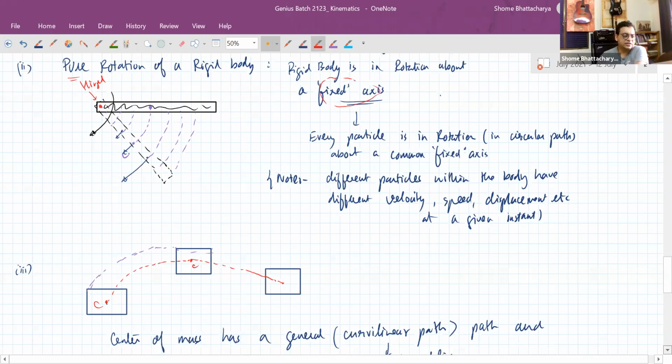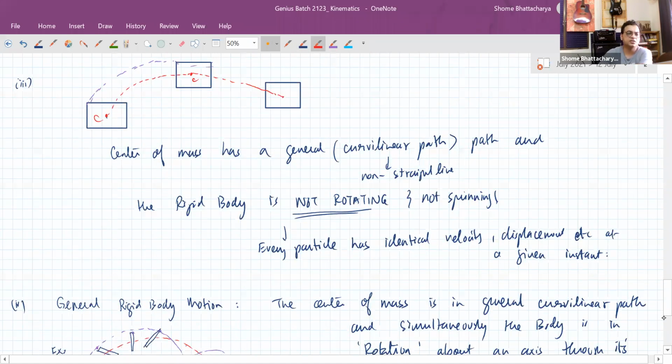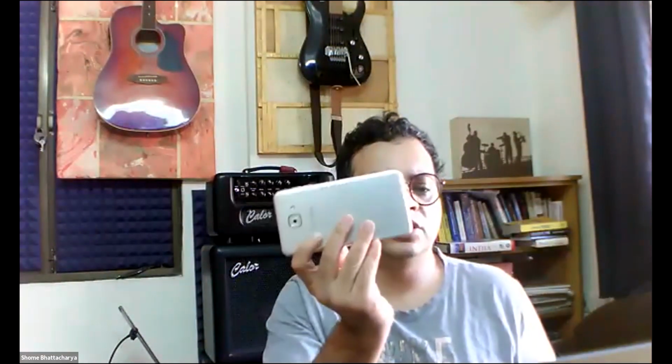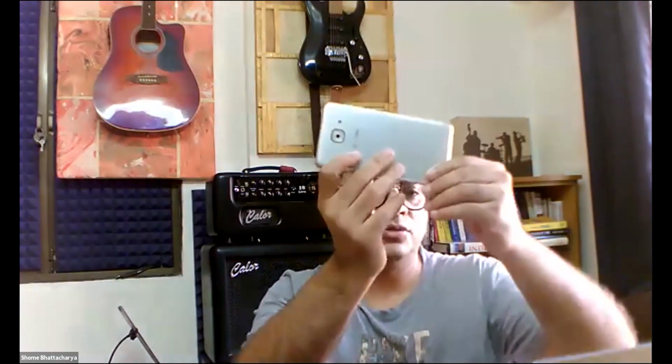Then we come to another interesting type of motion where there is no rotation happening, but at the same time the path is not straight. It might be a little difficult to visualize this in the beginning, but just try to imagine this. This body is moving like this. While it is moving, there is no rotation happening. Whereas rotation about a fixed axis, pure rotation, would have been like this.